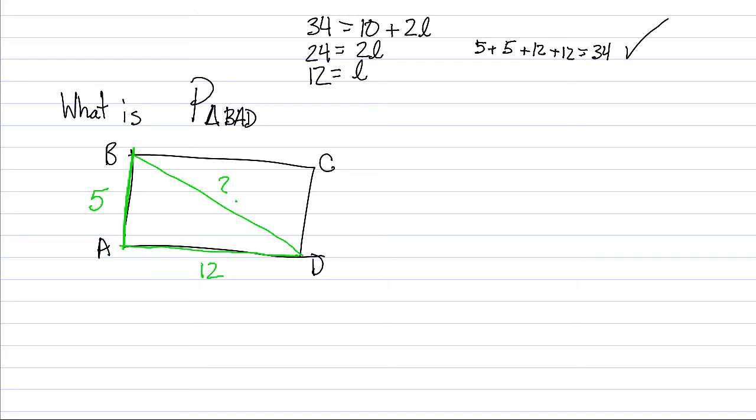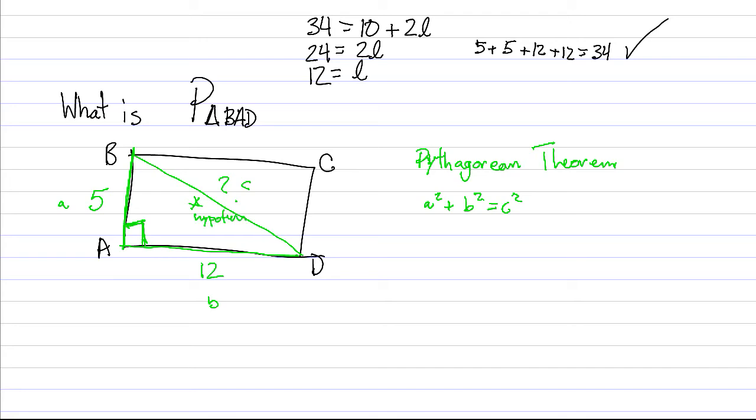And to know that, we need to know the Pythagorean theorem, that the sides of a right triangle are related by a squared plus b squared equals c squared. This is a, this is b, and c is always the hypotenuse, and the hypotenuse is always the side opposite the right angle.